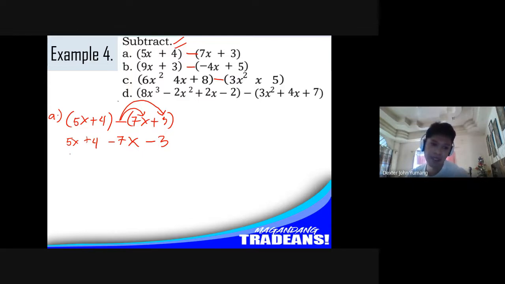Okay? Proceed na agad tayo dito. So si 5x, meron siyang partner which is negative 7x. Si 4 naman po, plus 4, meron din siyang partner si negative 3. Okay, 5 minus 7, of course 2 ang answer. Pero sino mas malaki, si 5 or si 7? Si 7 ang malaki. Ano ang sign ni 7? Negative. Kaya negative po dyan. Then the variable x. Next, 4 minus 3, ang 4 binawasan ng 3 magiging 1. Therefore, the answer there is negative 2x plus 1.